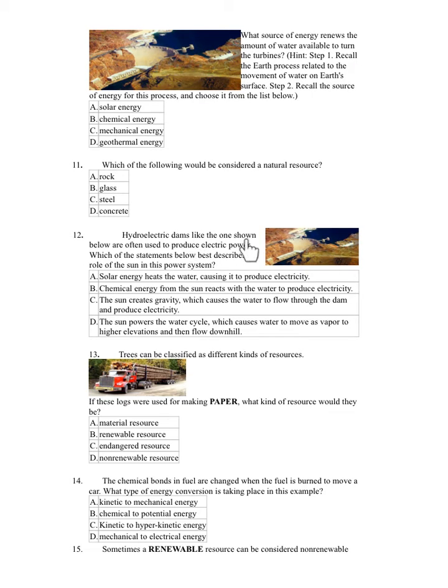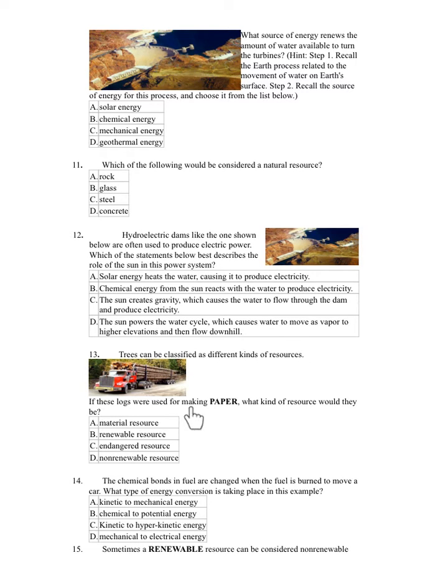Number 12. Hydroelectric dams, like the ones shown below, are often used to produce electrical power. Which of the statements below best describes the role of the sun in this power system? A. Solar energy heats the water, causing it to produce electricity. B. Chemical energy from the sun reacts with the water to produce electricity. C. The sun creates gravity, which causes the water to flow through the dam and produce electricity. D. The sun powers the water cycle, which causes the water to move as vapor to higher elevations and then flow downhill.